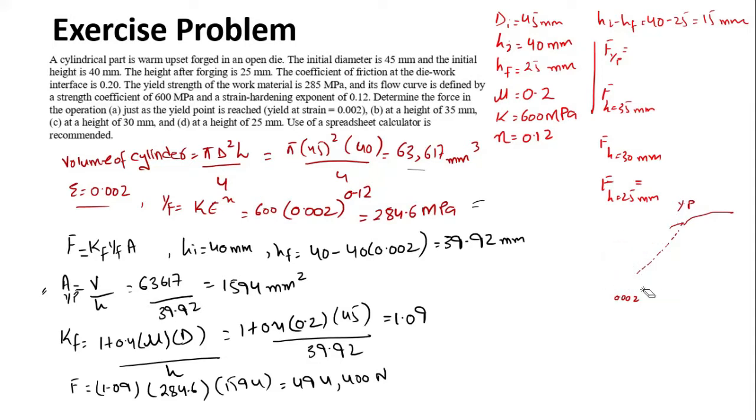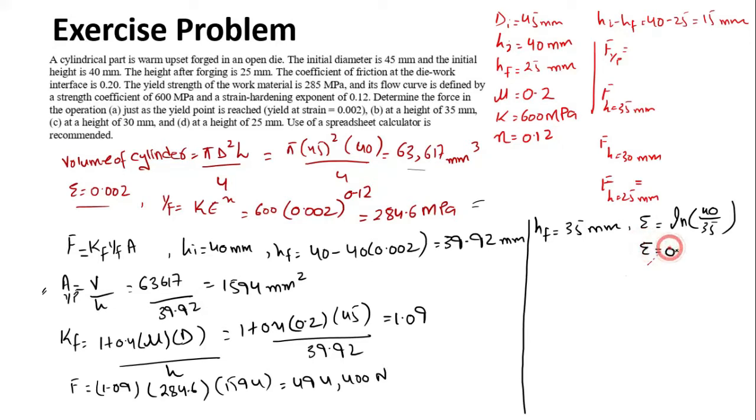So for the second one, when we have to achieve the height of 35 millimeter, that is, less 10 millimeter, let's do it. So we have hf now equal to 35 millimeter, right? And we have the strain value. The strain value would be equal to ln of 40 by 35. So we have strain equal to 0.1335. This is the value of the strain.